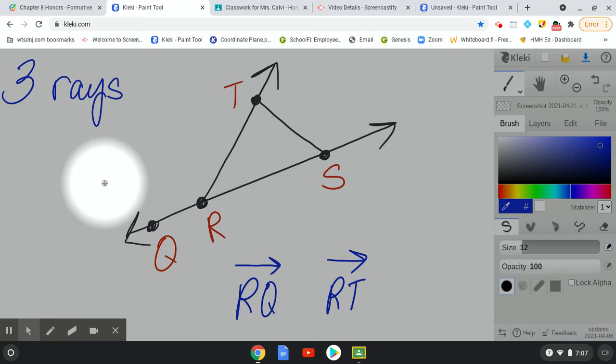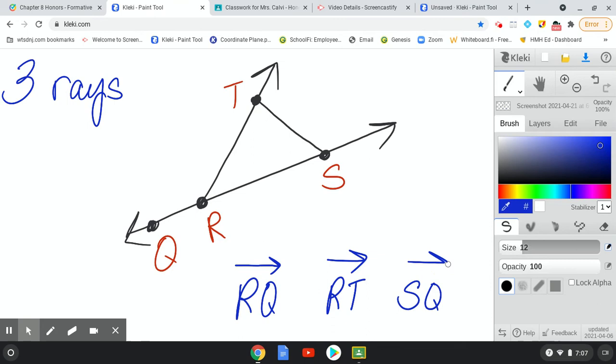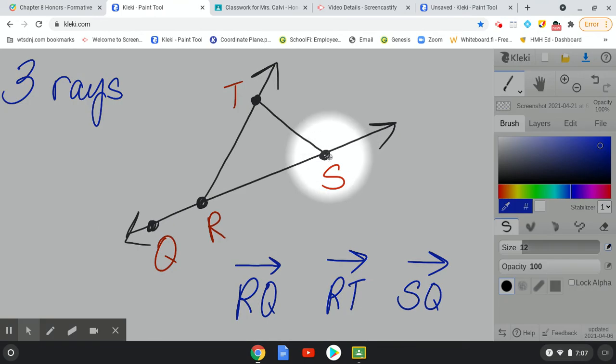SQ. So ray SQ. Now I already know some of you are confused because you're thinking, well, this is a line because there is an arrow on this end. So you have to remember that with a ray, when you name the endpoint first, a ray is a part of a line and it has one endpoint and extends forever in one direction. So a ray is a part of a line. This is a line, but it's going to extend forever in this direction if I'm starting with my endpoint S. Could be a little bit confusing, okay?